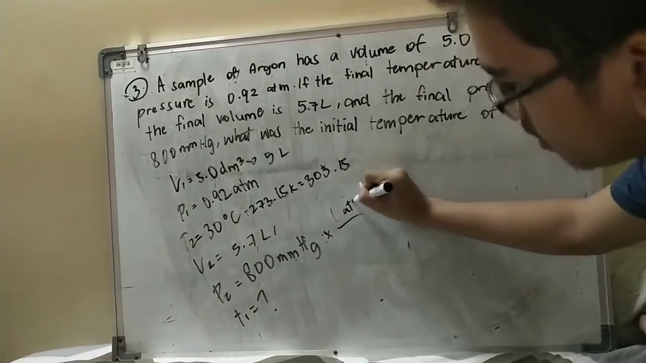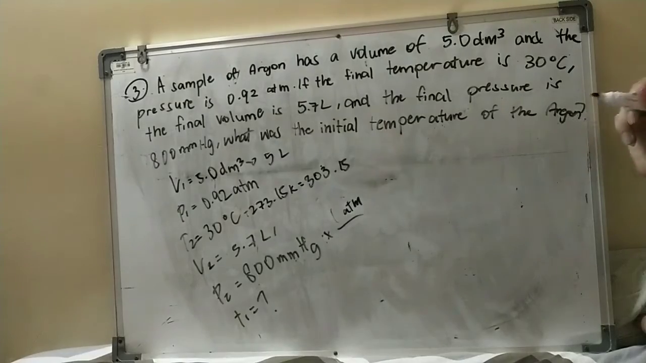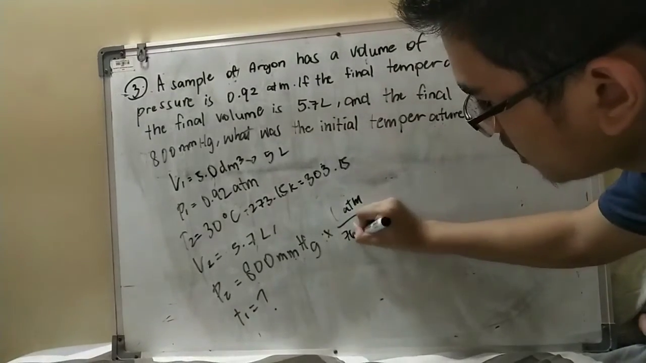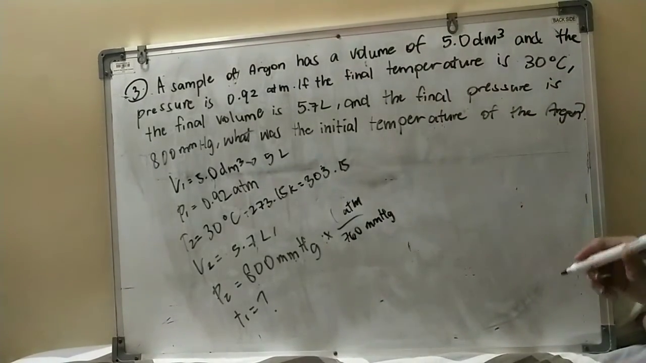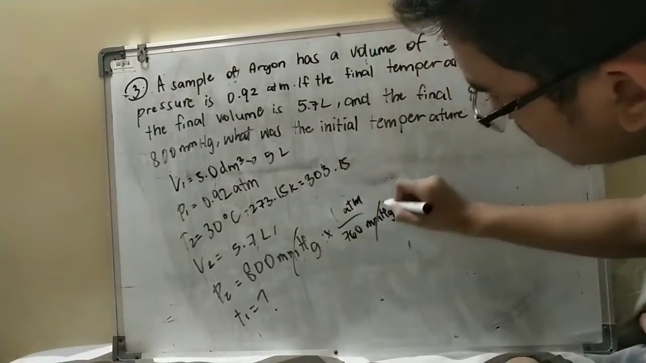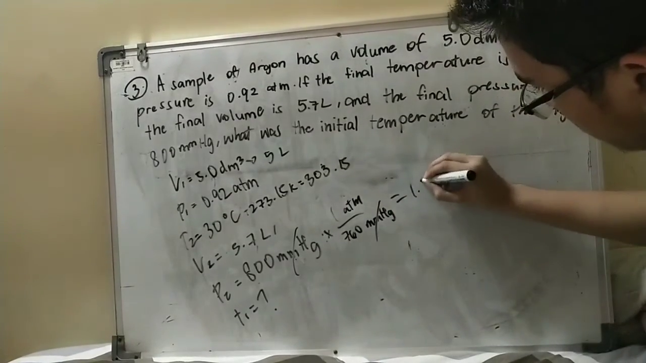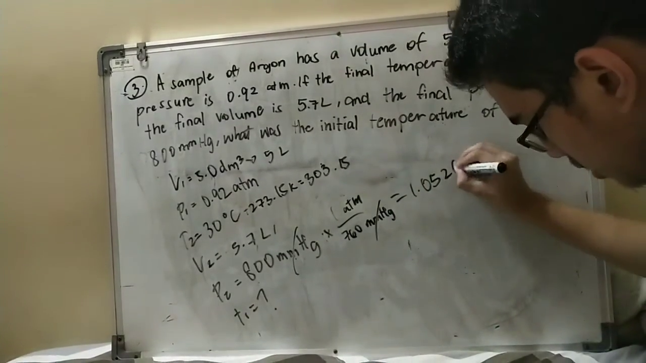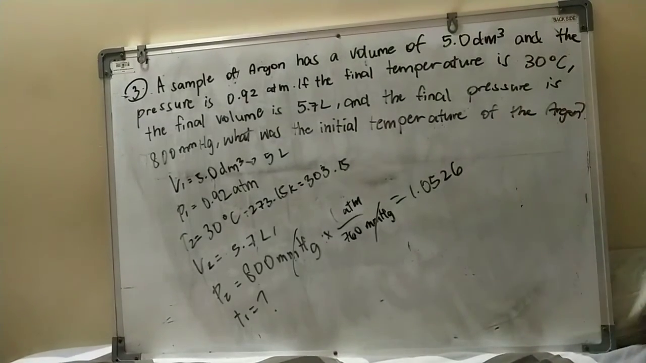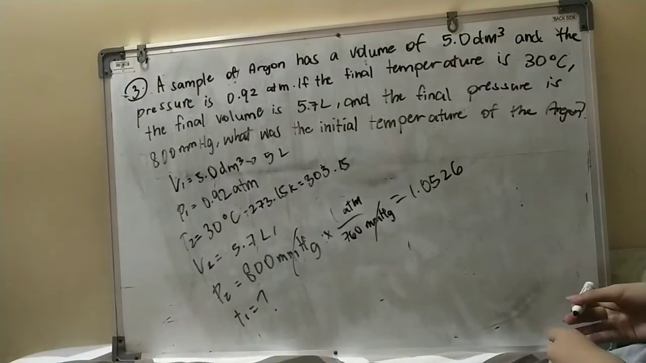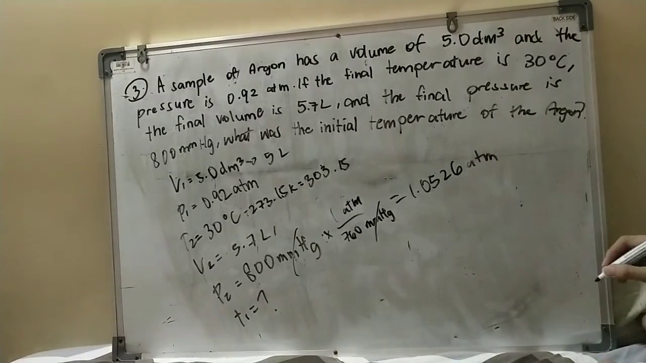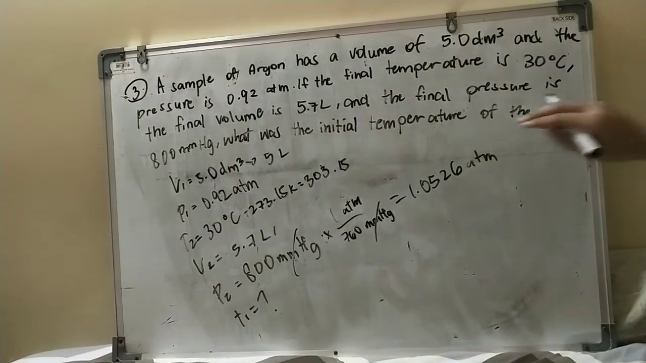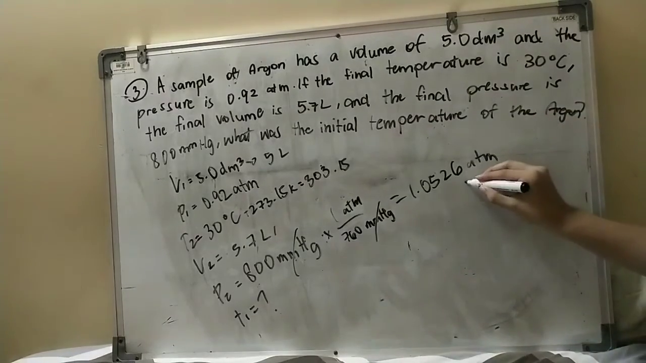So 1 atmosphere. Now 1 atmosphere is equivalent to 760 mmHg. Now what we do is we cross this out, 0.0526, when measured up to 4 decimal places. Now, what we're going to do is to derive the formula. Now, what we're looking for is initial temperature. So let's write our formula again.